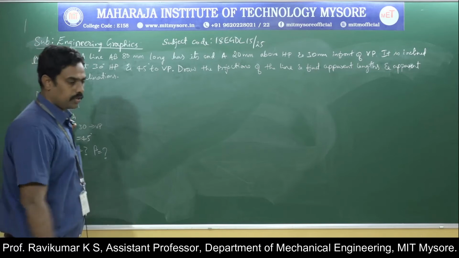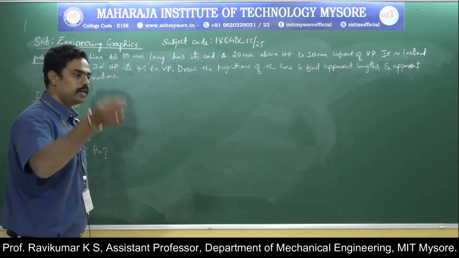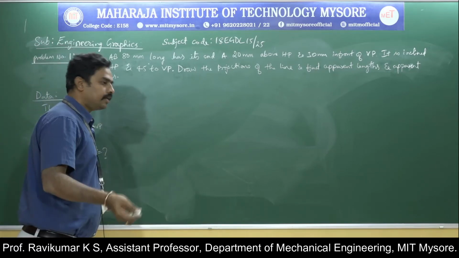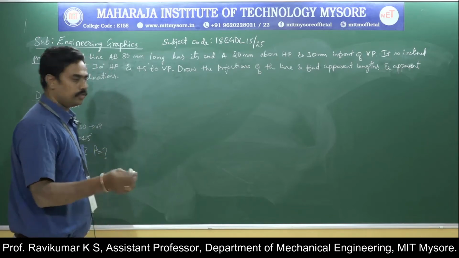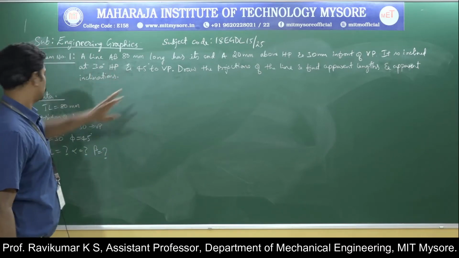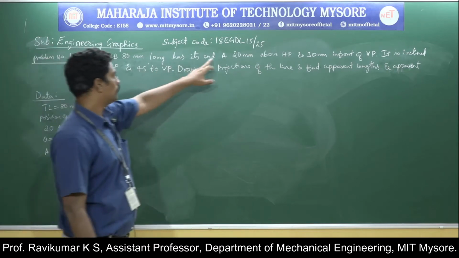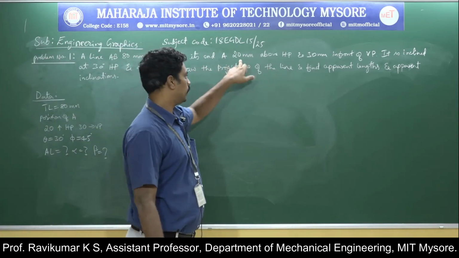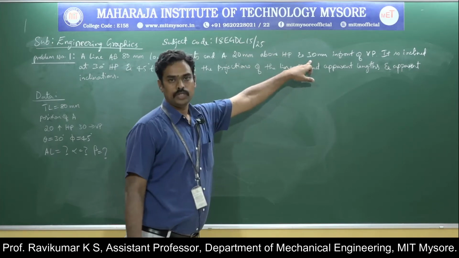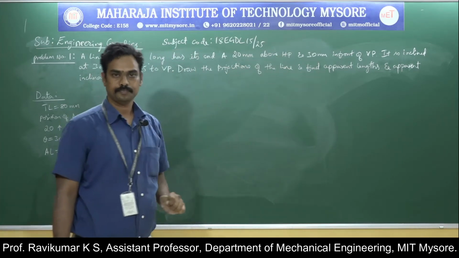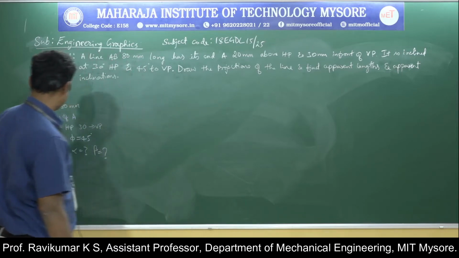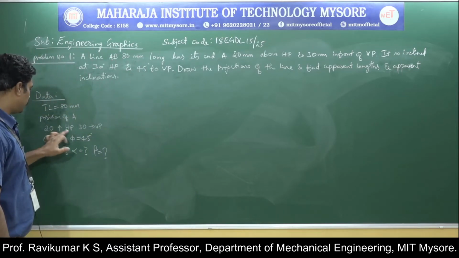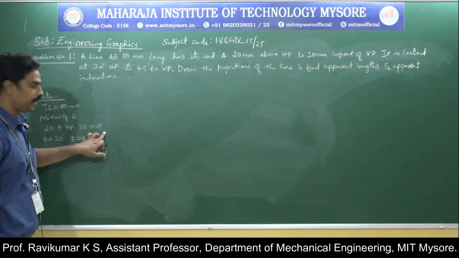I will take up one of the problems where the length is given like that, appears to be, or in the top view, later. Then the position of point A is given. Look here, position of point A is given: above HP 20 mm, in front of VP 30 mm. So I can locate point A.